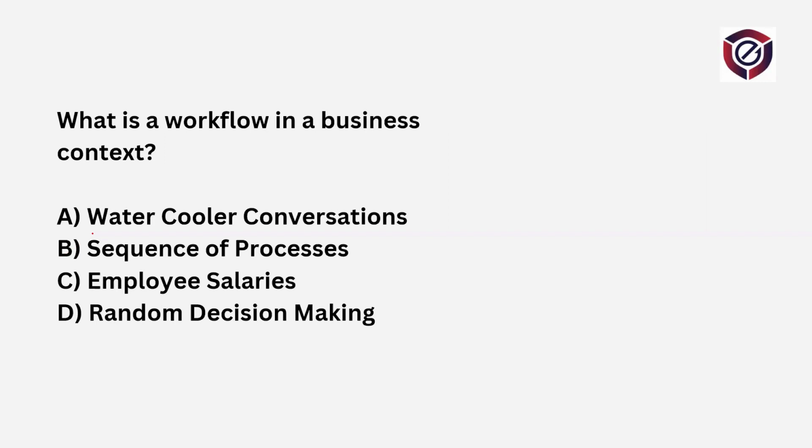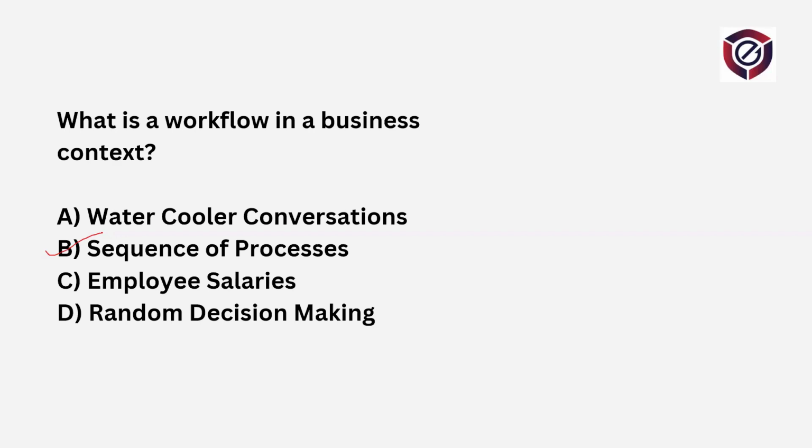What is a workflow in a business context? Workflow is nothing but a sequence of processes, such as after this process, this should be the next process. For example, the software development life cycle: first requirement gathering, designing, planning, coding, testing, maintenance. Whenever we have such a sequence of processes, it is called a workflow. It is the same in a business context as well as a software context. A sequence of processes always indicates a workflow. So the correct answer is option B, sequence of processes.